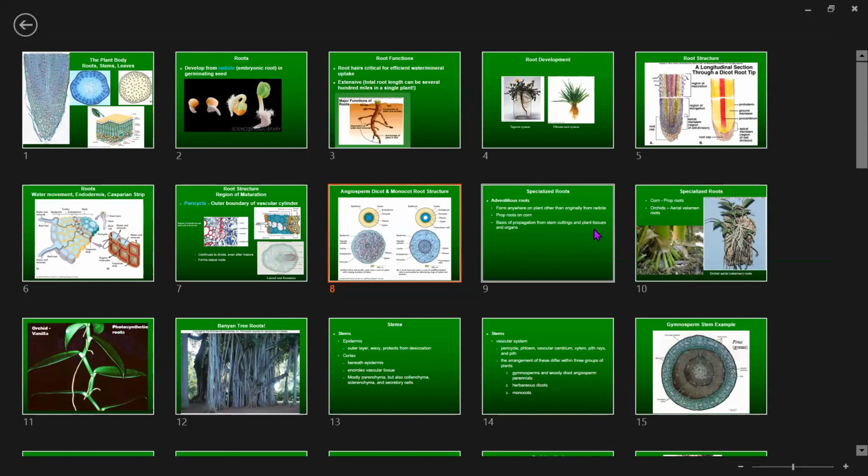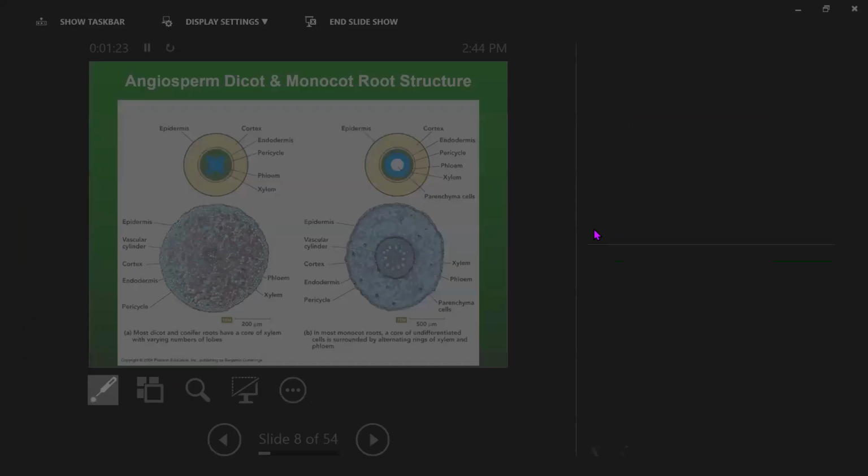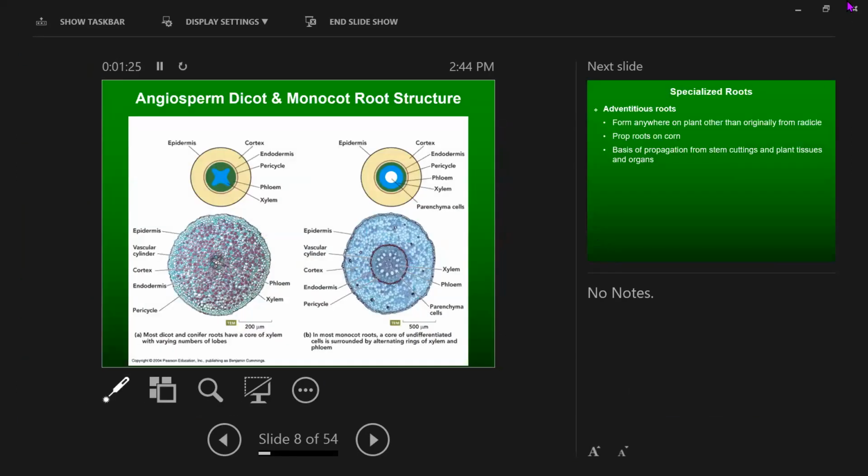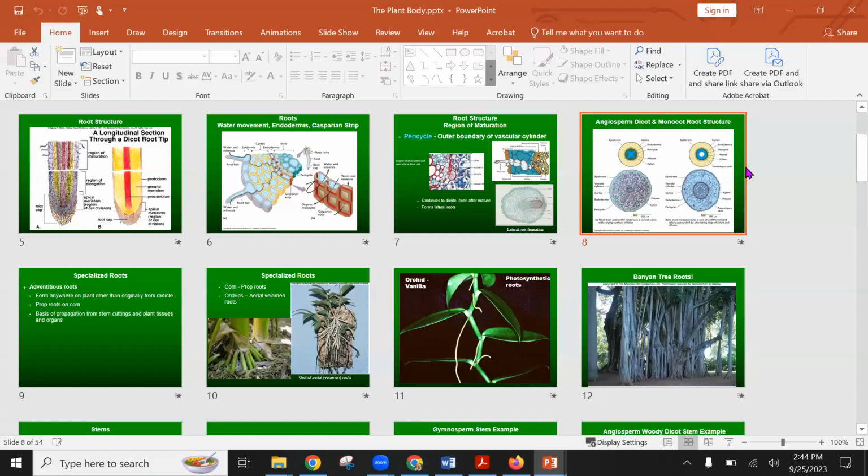And then don't forget to think about the specialized roots idea. I gave some examples of specialized roots. That might be something where I just ask it without a word bank, like, tell me something. All right, so think about that.